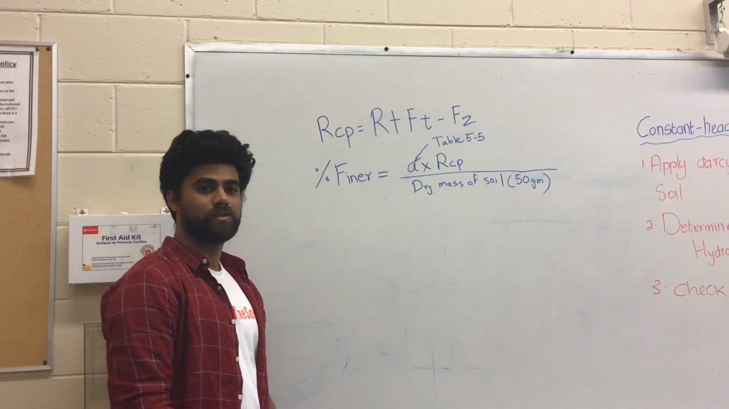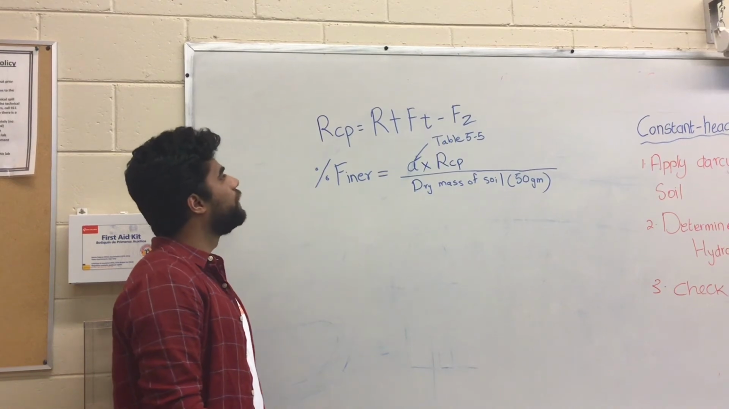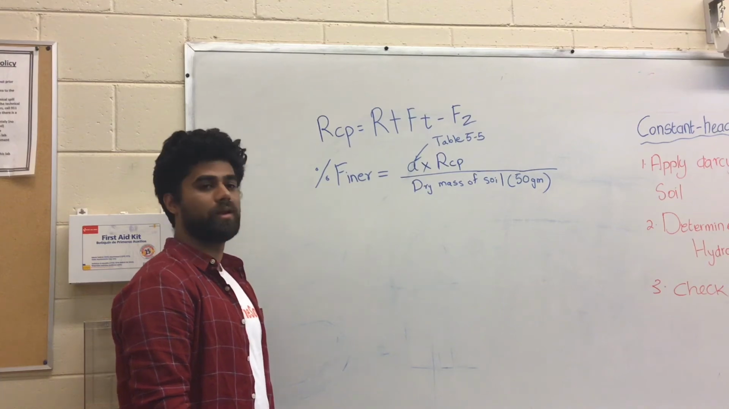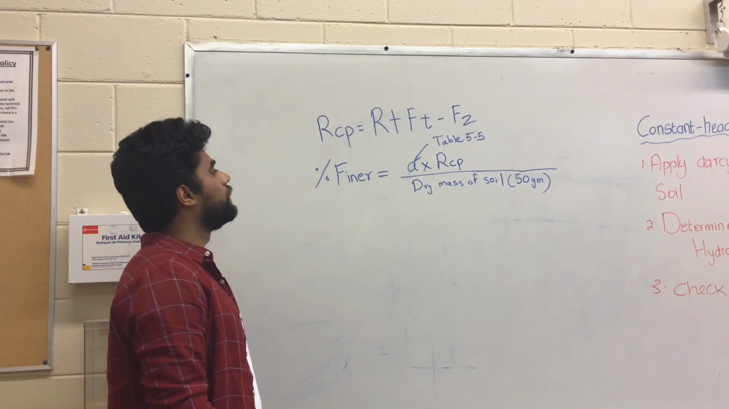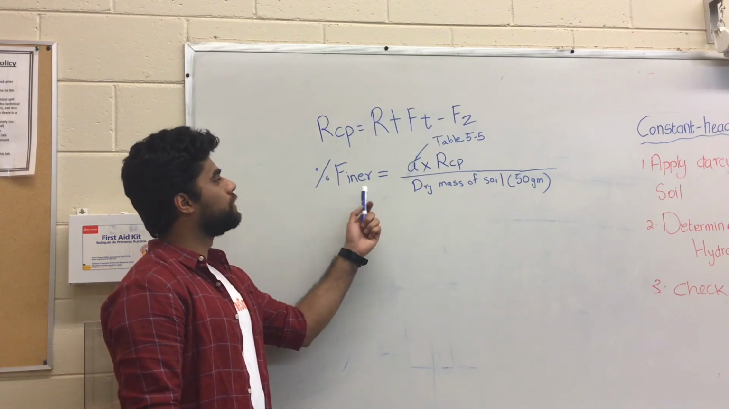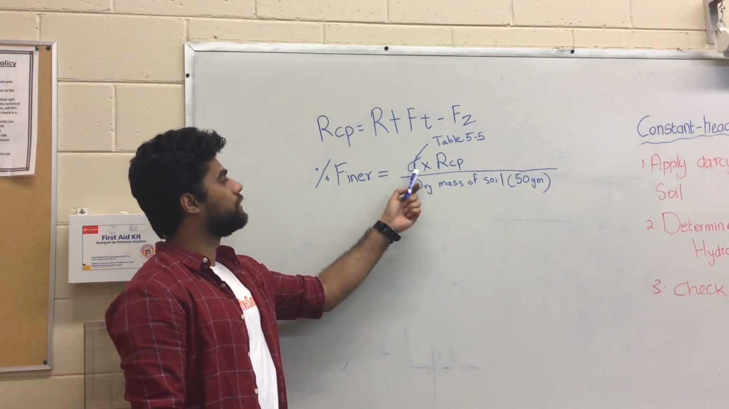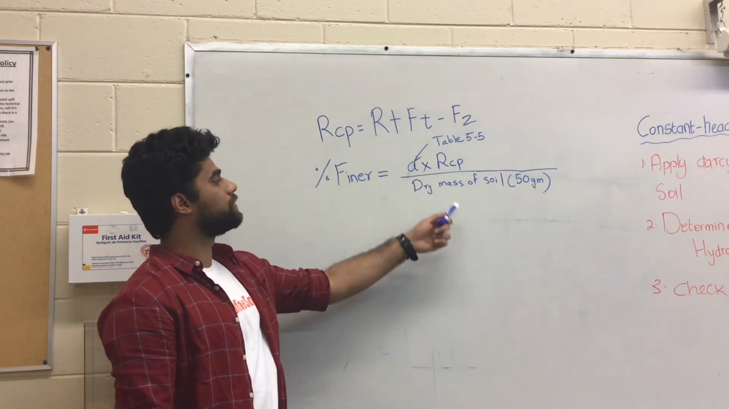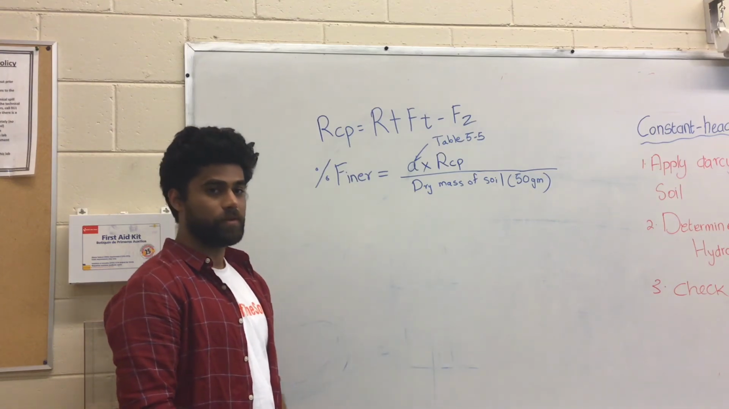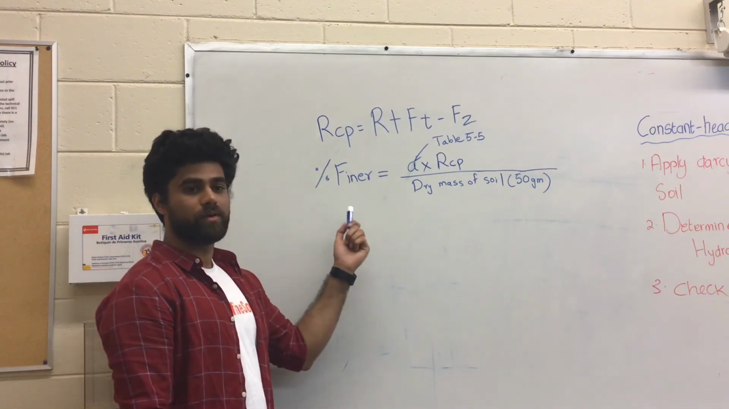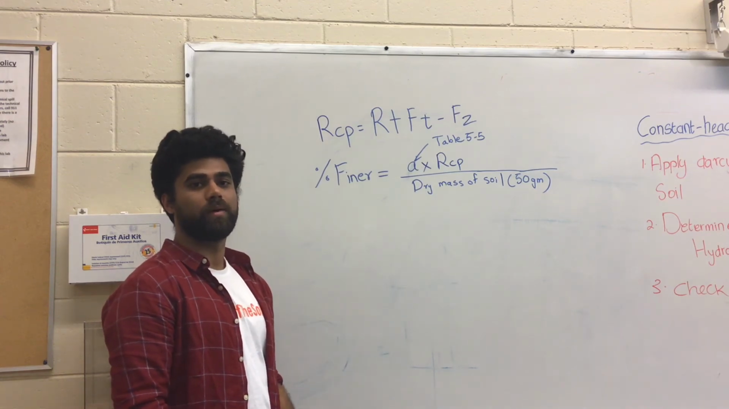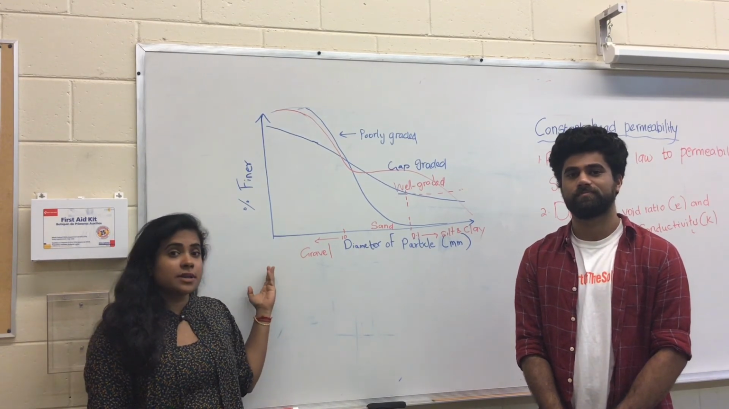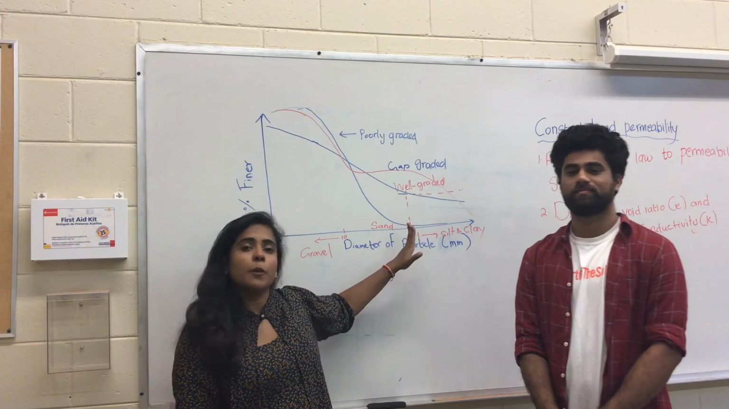For calculating the percent finer, you will need RCP, which is a function of the hydrometer reading, the temperature correction, and the zero correction. After you calculate RCP, you can calculate the percent finer by using this formula, and you can calculate this A using table 5.5, and this is also a function of the dry mass of soil, which is 50 gram. And you can calculate this percent finer corresponding to the diameter of the particle. Thus, from the sieve analysis, you can plot the particle size distribution graph ranging from gravel to silt, that is like 0.1 millimeter.